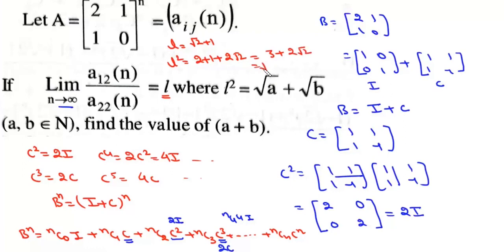Now we can write this 3 as under root 9, and we can write 2 root 2 as under root 8. So the values of a and b can be 8 or 9, or 9 or 8. Then the value of a plus b will be 9 plus 8, which is 17. So the answer to this question is 17.